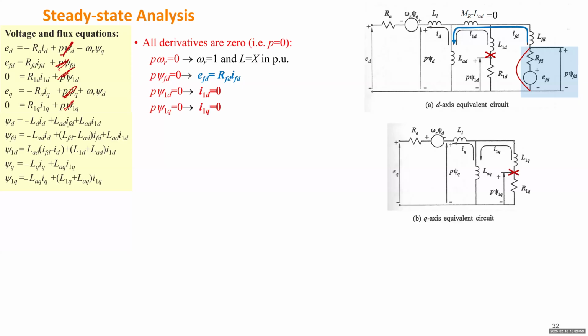Similarly, in the Q axis, this one will be zero, which is equivalent to opening the circuit at these two points in the D and Q axis to make the current zero.